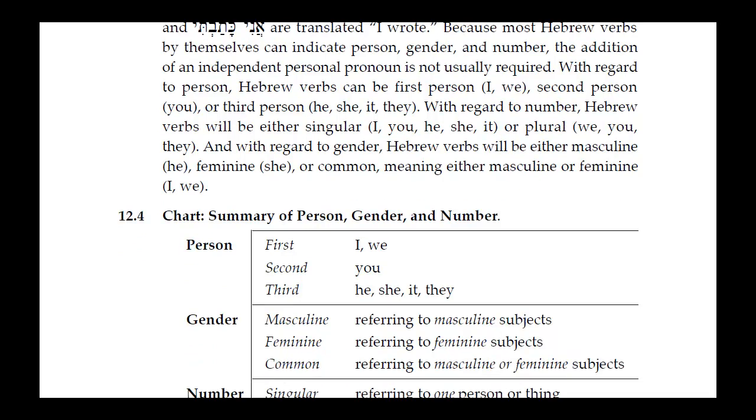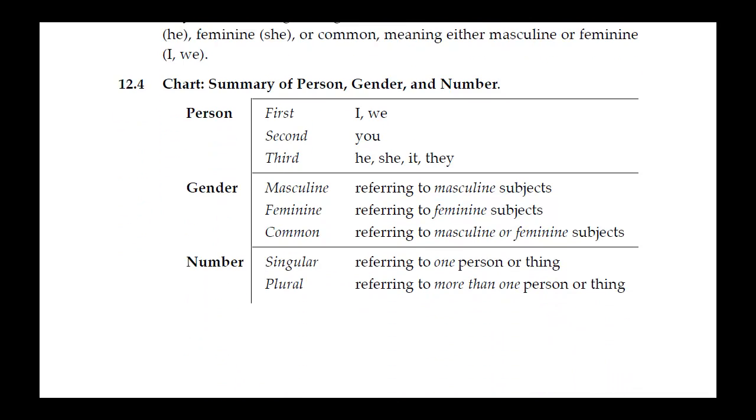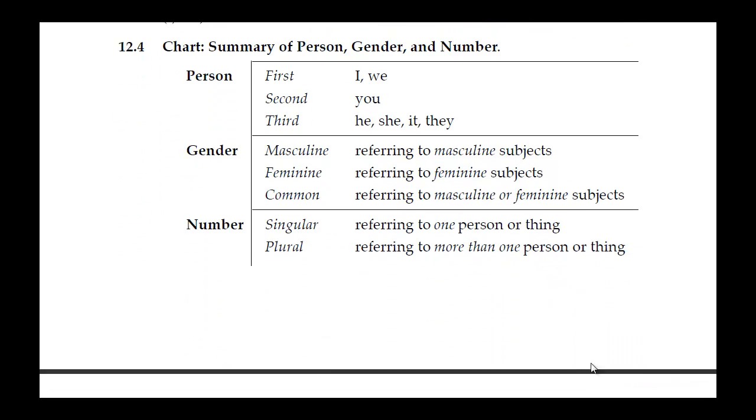Okay, let's go ahead and get into this chart here. It just gives you a little breakdown, a summary of the person. Again, when we go through here, we're going to learn to parse verbs. We're going to learn how to give basically the stem, the conjugation, and the person, the gender, and the number of that verb. That's how we'll parse that verb. We'll get into that a little bit later on.